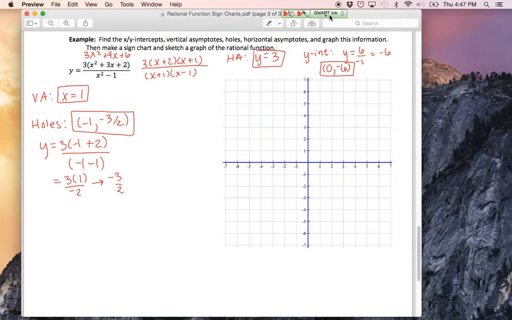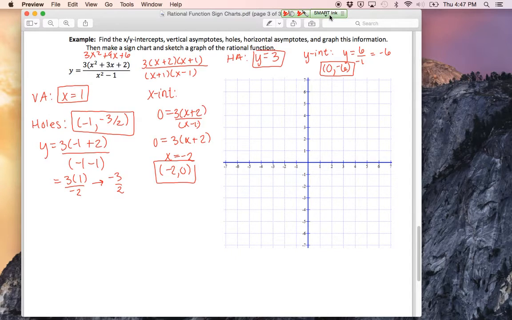And then the last piece is your x-intercepts. Remember, you cross out first and then substitute 0 for y. So 0 = 3 times (x + 2) over (x - 1). Multiply by x - 1 on both sides, and you get 0 = 3 times (x + 2). So you end up with x = -2. So (-2, 0) is your x-intercept.